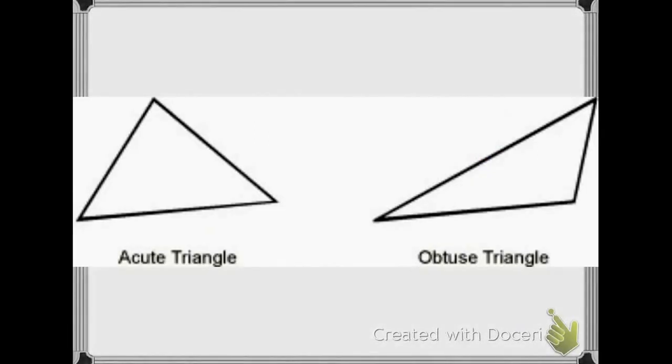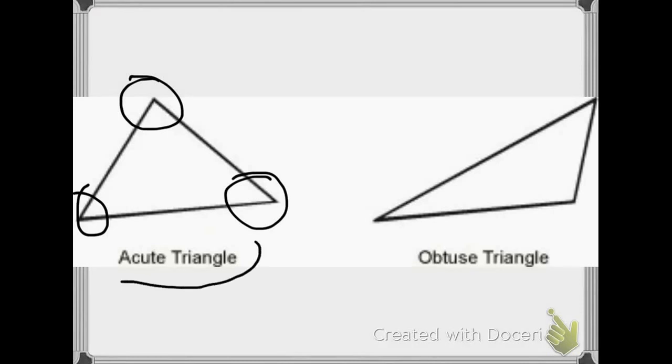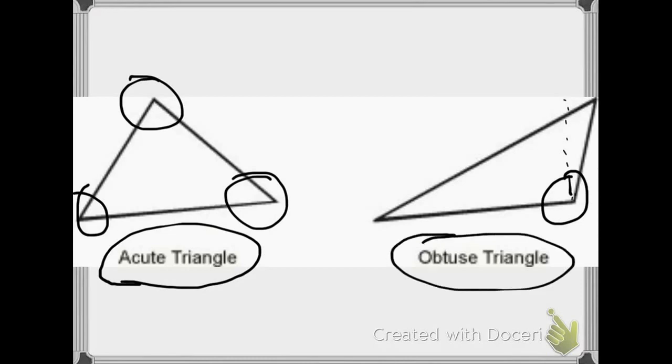Another way that we can classify triangles is by the openness of their angles. When you look at a triangle and all 3 angles are smaller than a right angle, they're acute angles, then we call it an acute triangle. When you look at a triangle and one of the angles is larger than a right angle, then we call that an obtuse triangle. Now I know that 2 of the angles are actually acute, but when there's one obtuse angle, we call it an obtuse triangle.